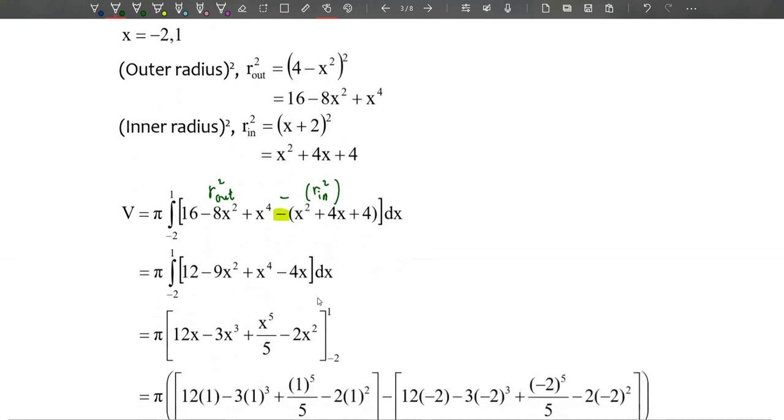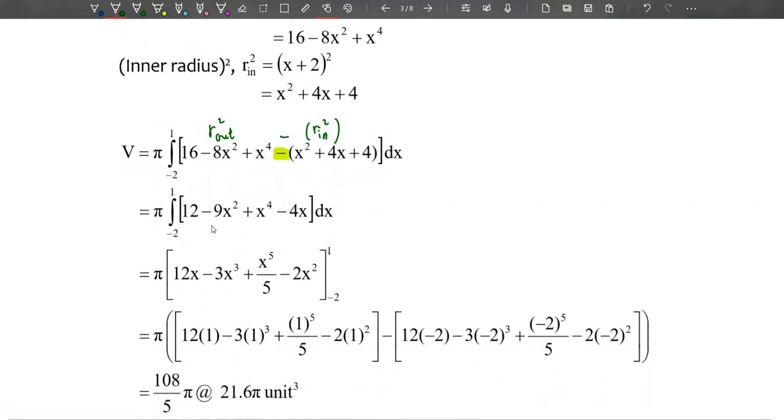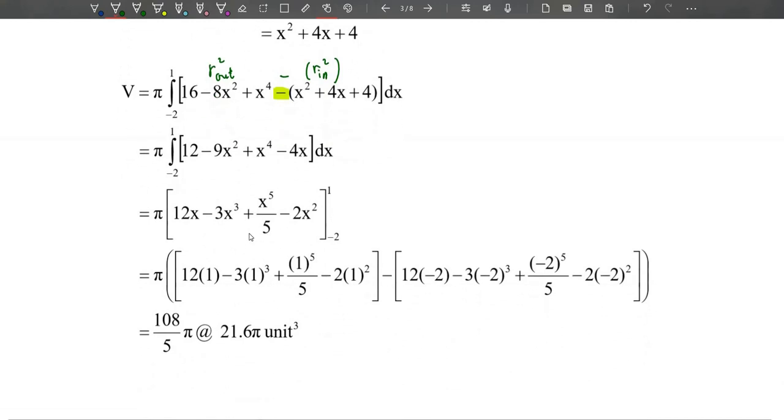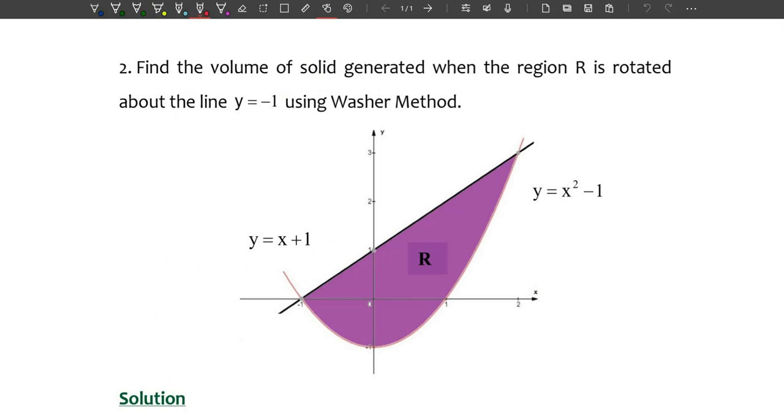Before you integrate, make sure you simplify the equation first. And then integrate, it will be this one. For the second and the last term I have simplified. Next, substitute the upper boundary value minus the substitution of the lower boundary. And hence we have this value for the volume, which is 108 over 5 pi or 21.6 pi unit cube, either one. Okay, the next example would be this one.